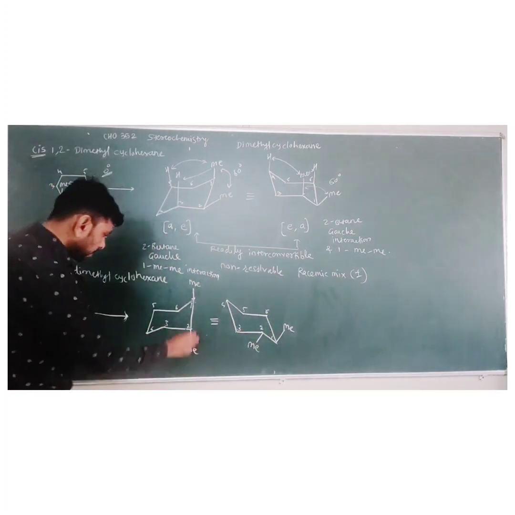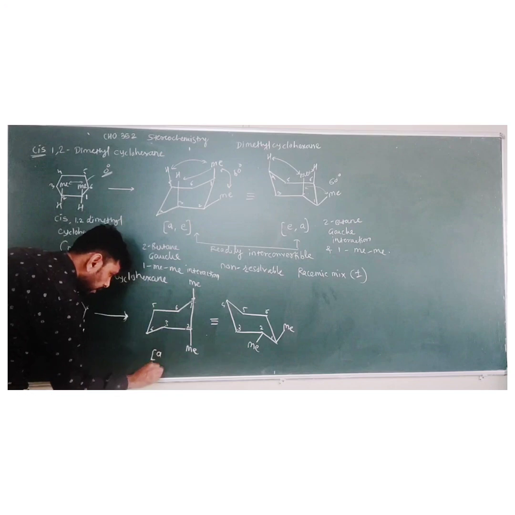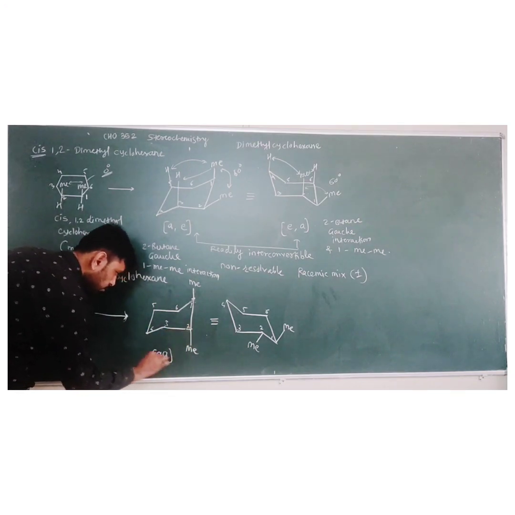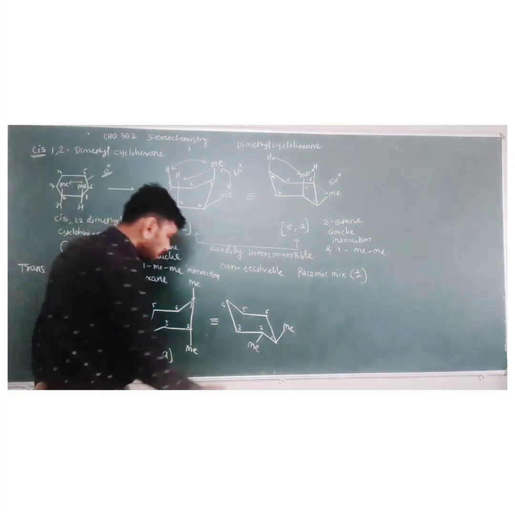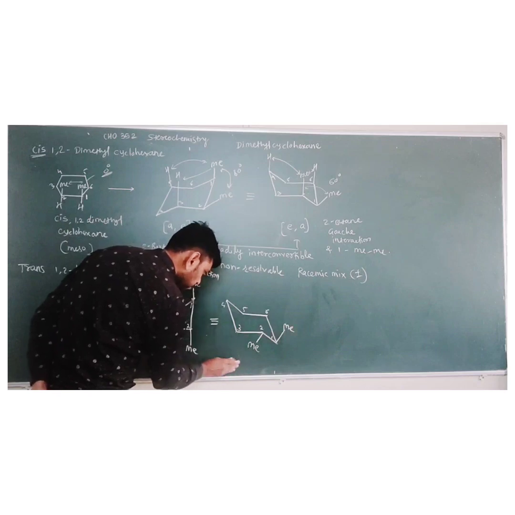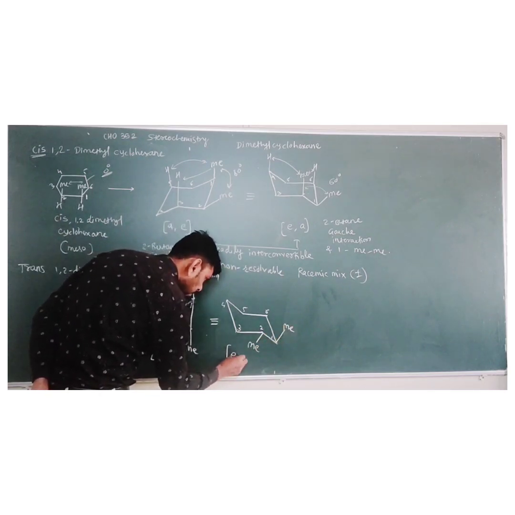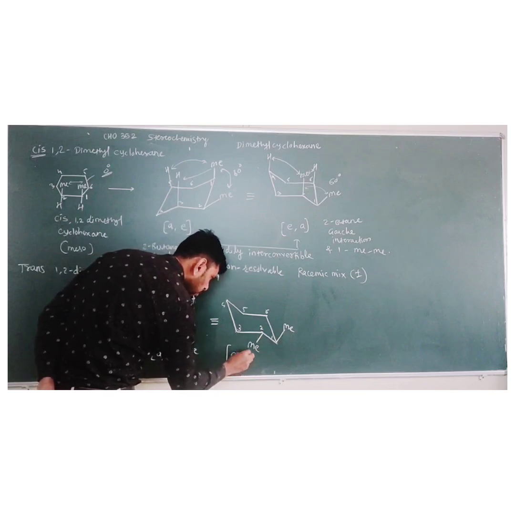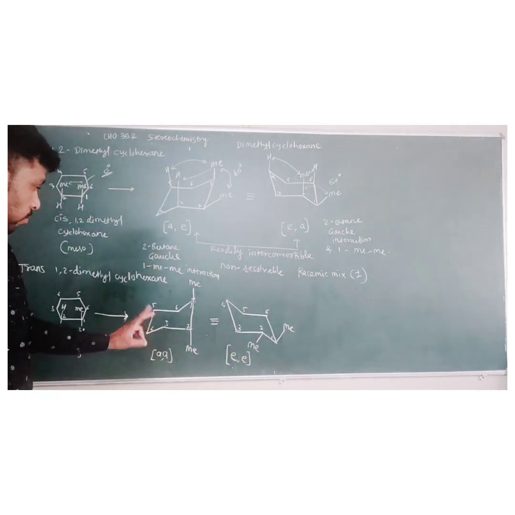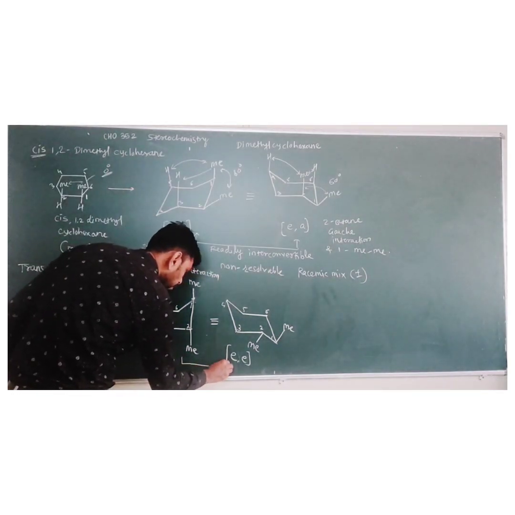Now look at both structures. Carbon number 1 methyl is axial, and carbon number 2 methyl is axial, so the axial structure is here. In this other case, if we see carbon number 1, it is equatorial, and carbon number 2 is also equatorial. Okay, let's see both structures. So both structures have different stability.